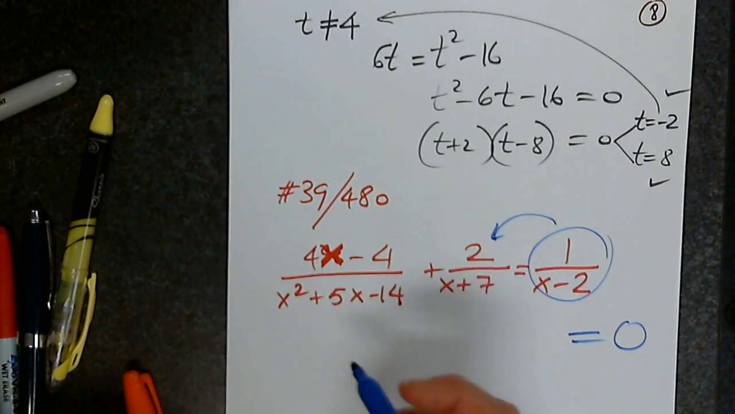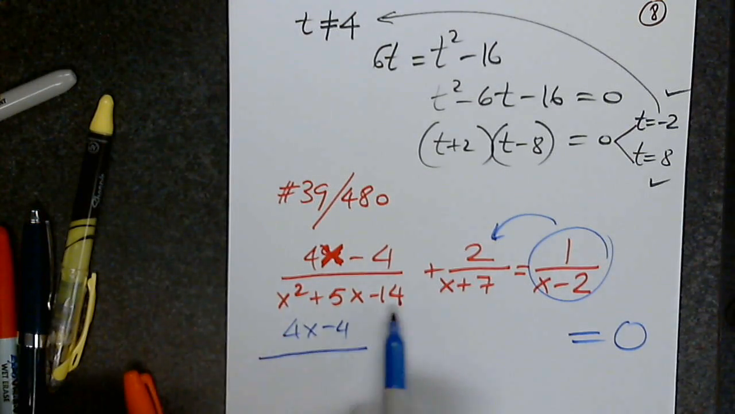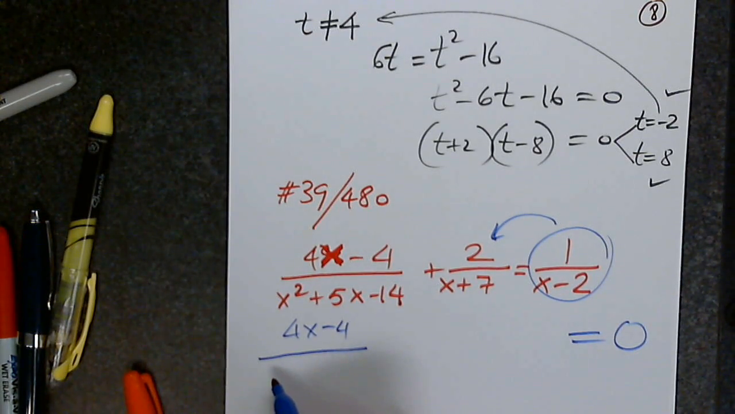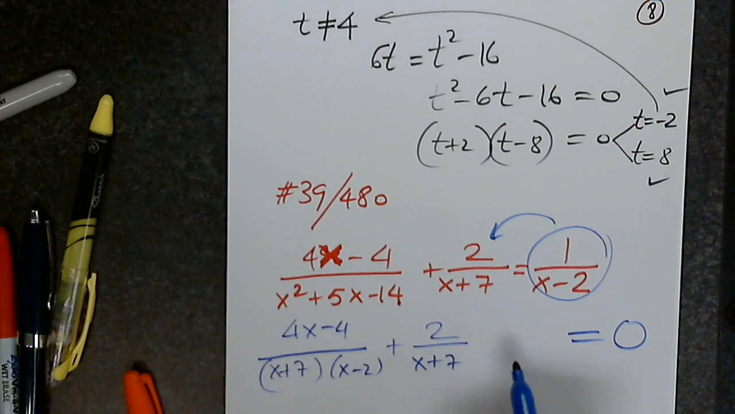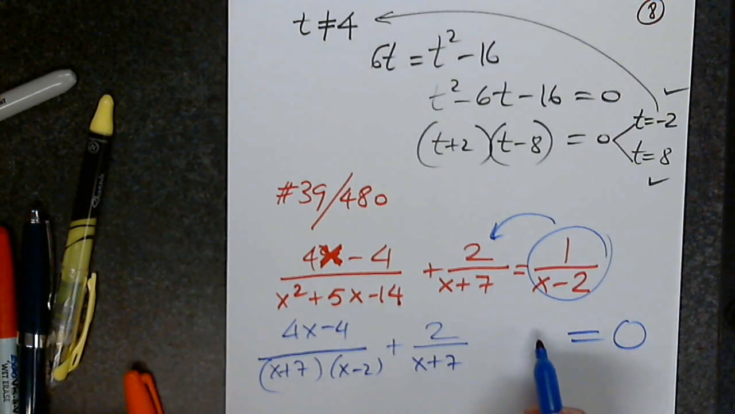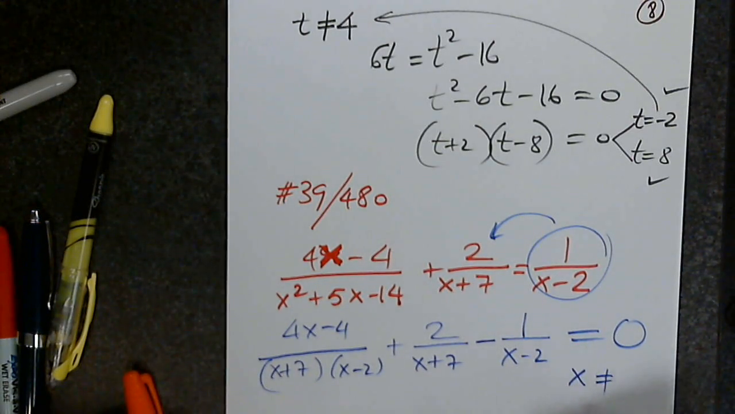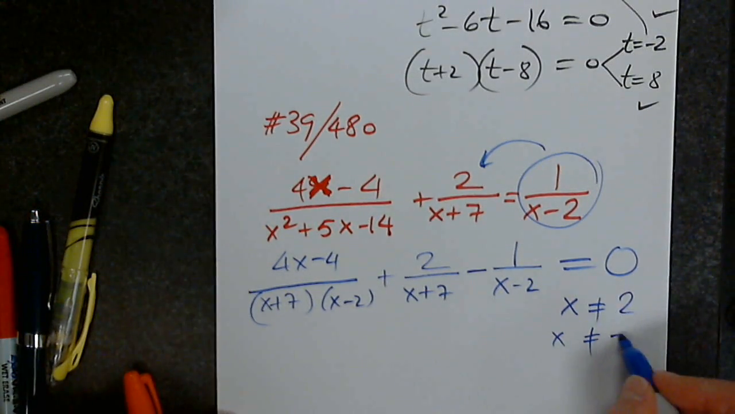So then I copy the top as 4x minus 4, and because I don't want to write it one more time, I want to factor the denominator. Can anyone factor the denominator for us? X plus 7, x minus 2, I agree, plus 2 over x plus 7, and then can anyone tell us what to write next? Minus. Very good. Then you will give me two restrictions, because I see two different factors in the denominator. 2 and negative 7, very good.